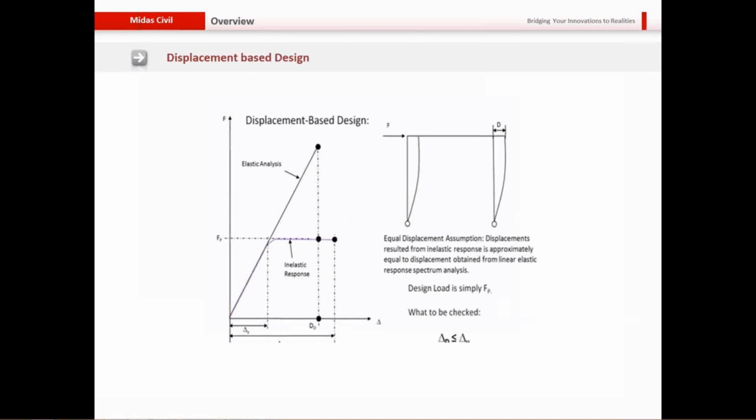Displacement-based design, however, also takes into consideration the capacity of the structure. It still makes the same assumption that the displacement resulting from inelastic response is approximately the same as that from the linear elastic response. However, once the design load is found, what is finally to be checked is that the capacity response is larger than the demand response. That capacity may be either the deflection or the force. Any one of these can be termed the capacity, and the corresponding parameter also becomes the demand.